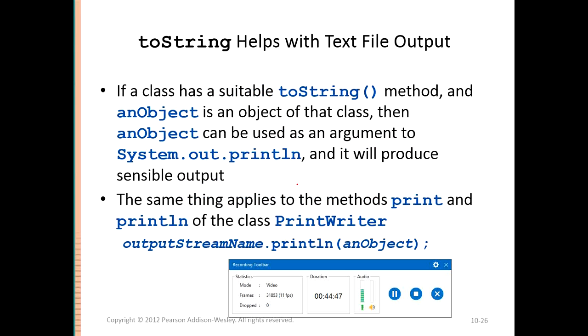The toString method, as we know, is used for the string representation of the object. If a class has a suitable toString method and the object is an object of the class, then it can be printed. It can be used as an argument with System.out.println, and it will produce sensible output. So with this I can print an object of the class also.